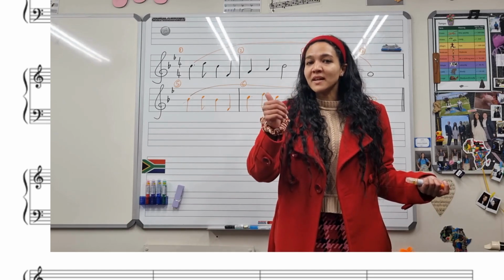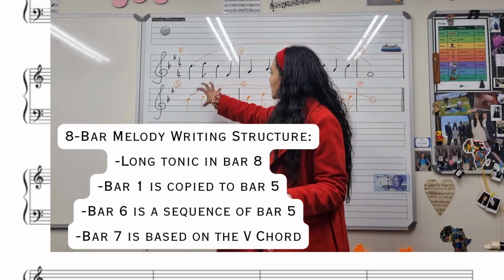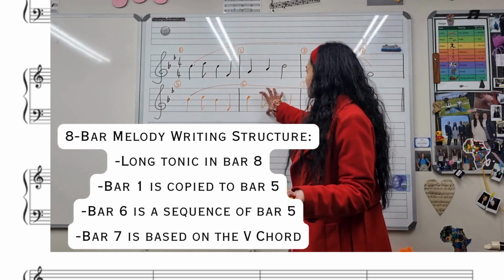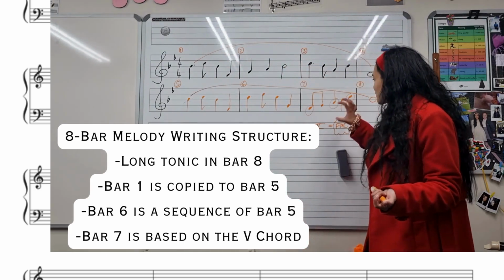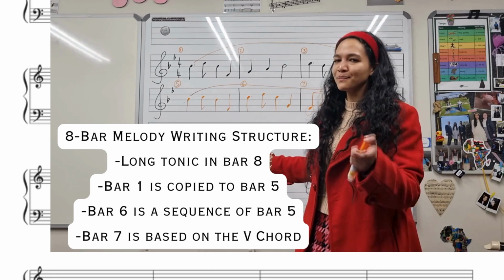So please do test it out, see that what we're doing theoretically on paper actually makes practical sense in real life. So you're not thumb sucking a melody, you're following a pattern: long tonic at the end, copy paste bar 1 into bar 5, quick sequence of bar 5 and bar 6, and then bar 7 you're going to do your dominant chord. And like I said, quite easy, because this is going to sound very cool. We're going to hear it now.